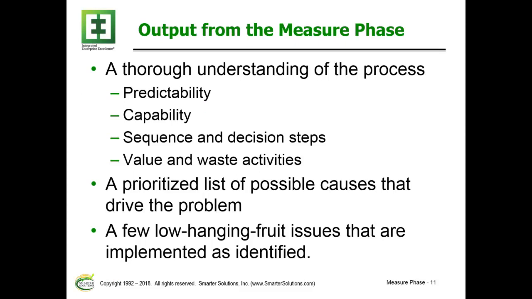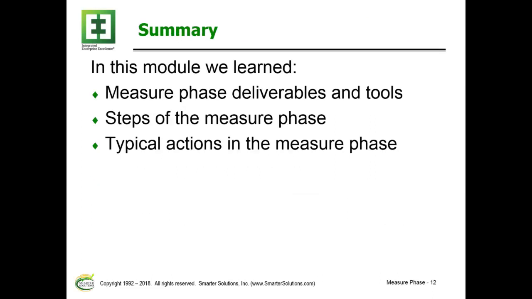So for the output from the measure phase, we want to have a thorough understanding of the process. We want to look at its predictability and capability, and we want to look at what's actually happened in the process. We may want to look at flow charting or even a value stream map. And then we want to also have a listing of the possible causes that drive the problem we're looking at. We can also perhaps come up with some low-hanging fruit ideas that can be implemented in a very short period of time. So in this module, we talked about measure phase deliverables and tools and steps of the measure phase. In addition, typical actions of the measure phase.